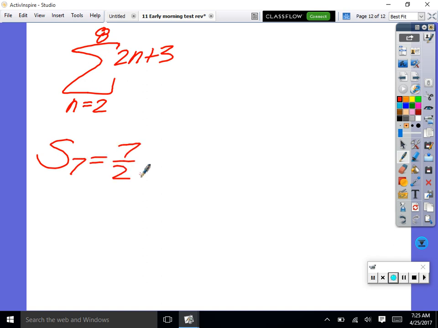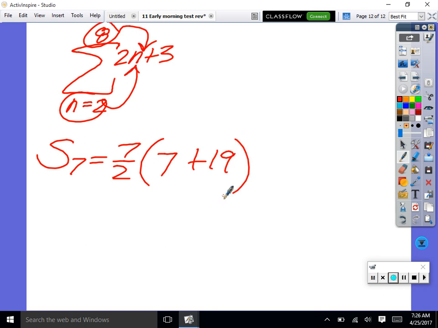7 divided by 2. A sub 1 means the first term. Plug in the lower limit; that's going to be the first thing you get. You plug it in: 4 plus 3 is 7. Plus the last term, which would be the last thing you plug in. So 16 plus 3 is 19, right? And then you literally just calculate it. Does everybody understand?